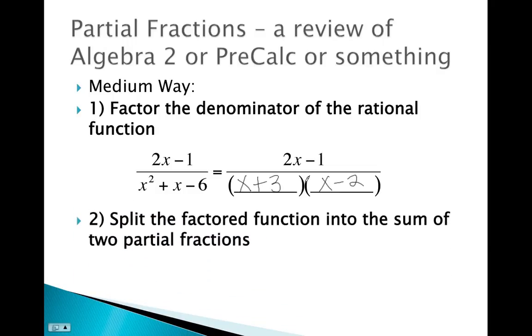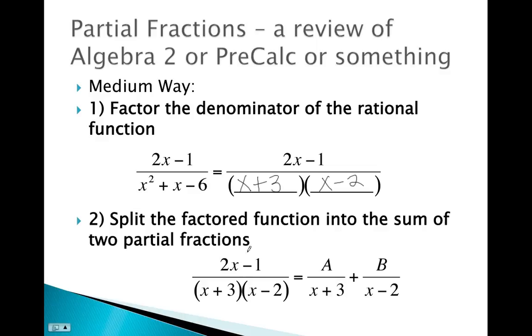Then you need to split that factored function into the sum of two partial fractions. I'm going to say that 2x minus 1 over x plus 3 times x minus 2 is equal to some constant, a, over the first factor, x plus 3, plus some other constant, b, over the second factor, x minus 2, okay? There are algebraic theorems that tell us that this is a true statement. I don't want to get into that, but essentially I can split this into the sum of two partial fractions. One partial fraction's denominator is equal to the first factor, the second is the second. The order doesn't really matter. And then what I'm going to do is solve for those constants.